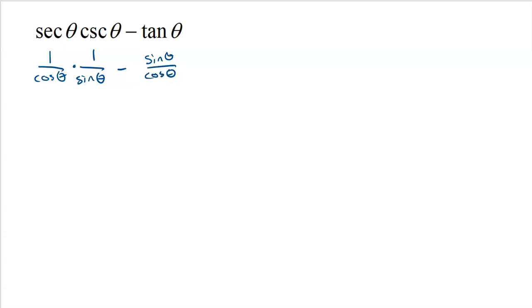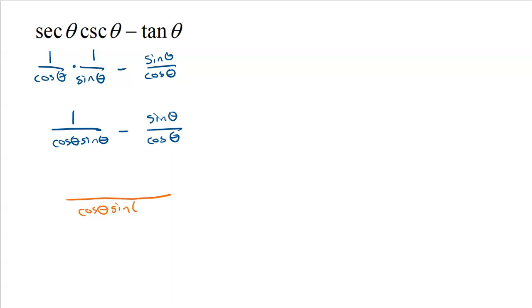All right, so this is one fraction. It's 1 times 1 is 1. Remember, you don't need common denominators to multiply. And on the denominator, I get cosine times sine. Over, or minus, sine of theta divided by cosine of theta. Now let's go ahead and get a common denominator. How do you get a common denominator? My common denominator is just going to be cosine times sine. This one already has that, and I could easily make this my common denominator as long as I multiply both by sine.